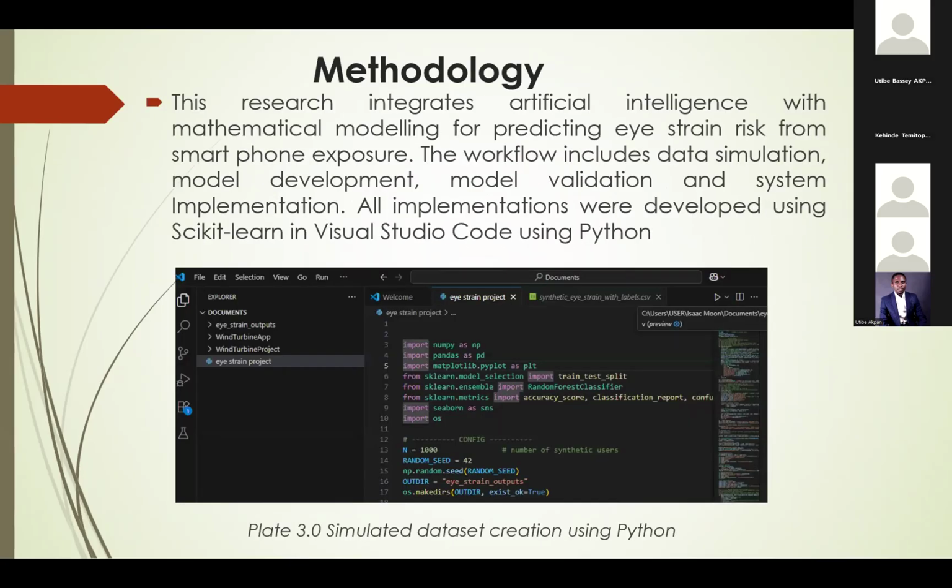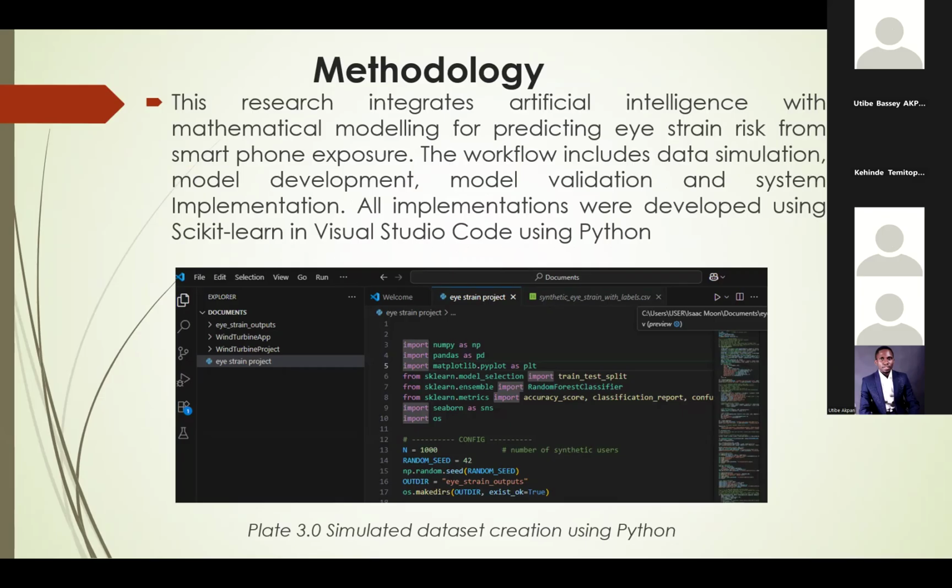The methodology. This research integrates, as I've said earlier, a combination of AI and delayed differential equations. We use 70% of the data sets to train and 30% for testing, and it was a simulated data set of 1,000 records. Everything was done in Visual Studio Code using Python, and the workflow was data simulation, model development, model validation, and system implementation. Those are the step-by-step processes that we use for the methodology, making use of the simulated 1,000 data sets to make the prediction.